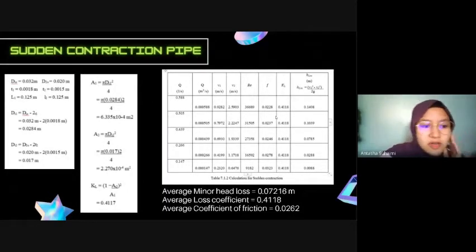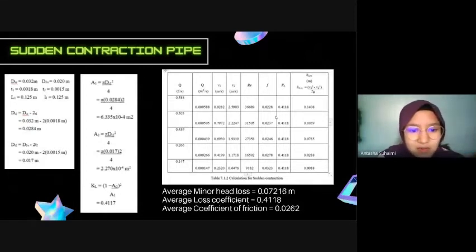Next, for the sudden contraction pipe, the same calculation was repeated, but for the KL, we have a slightly different formula, which is (1 minus A2 over A1) squared. So, for the average minor head loss, we get 0.07216 meter. For the average loss coefficient, we get 0.4118, and the average coefficient of friction, we get 0.0262.